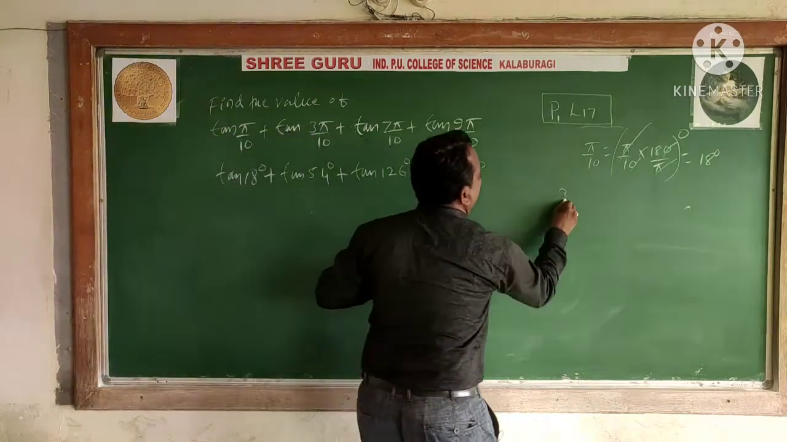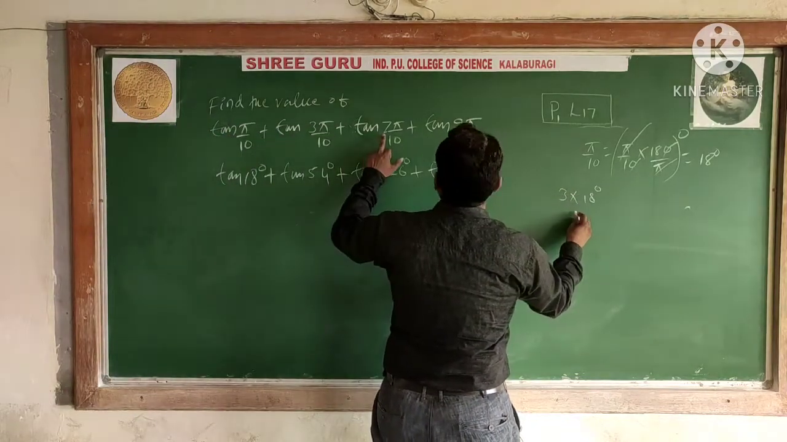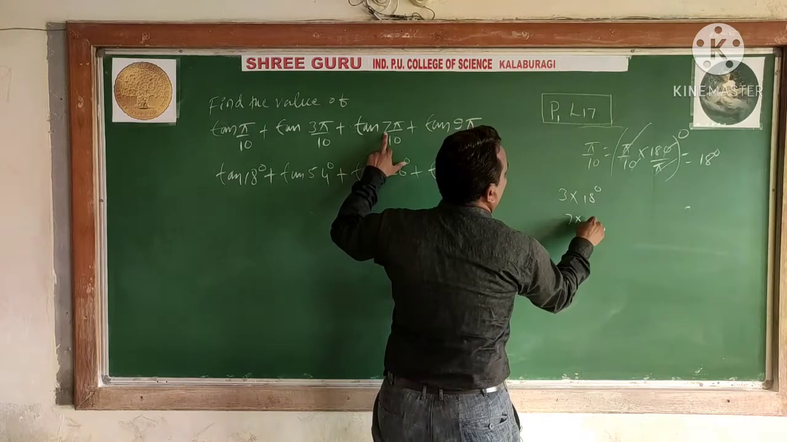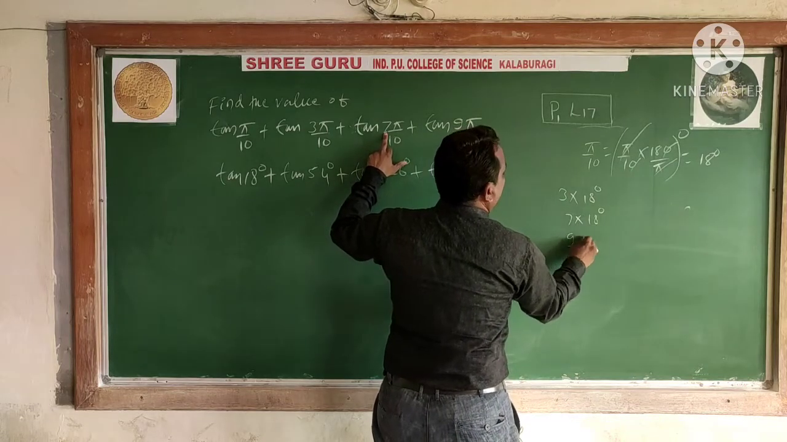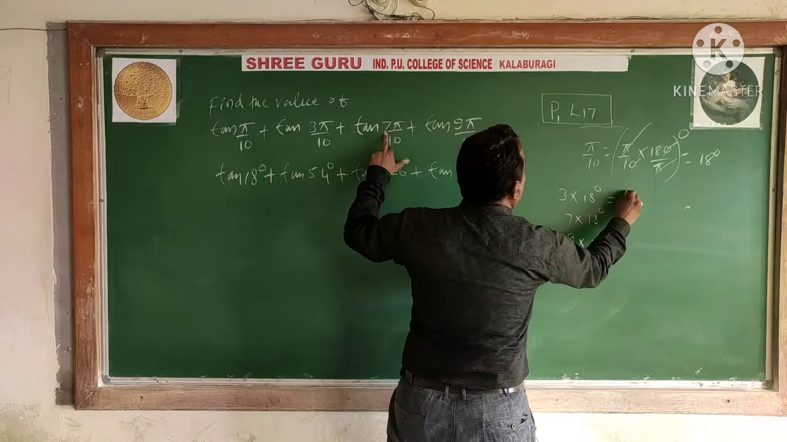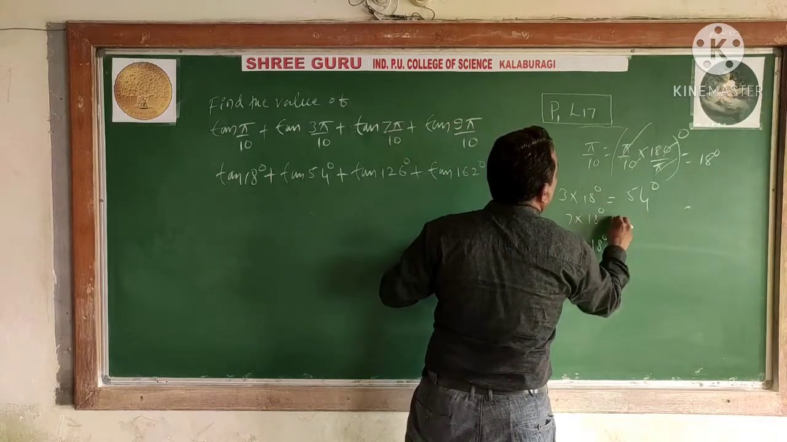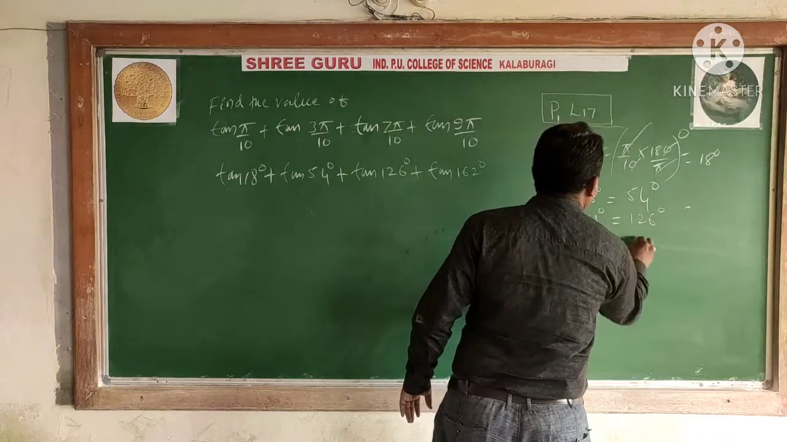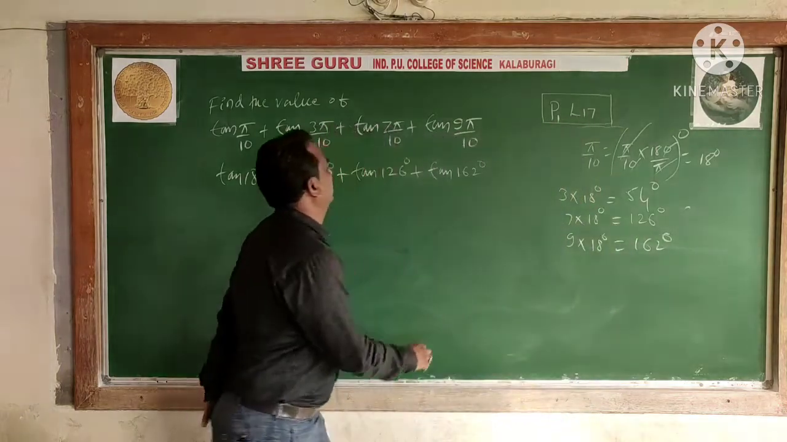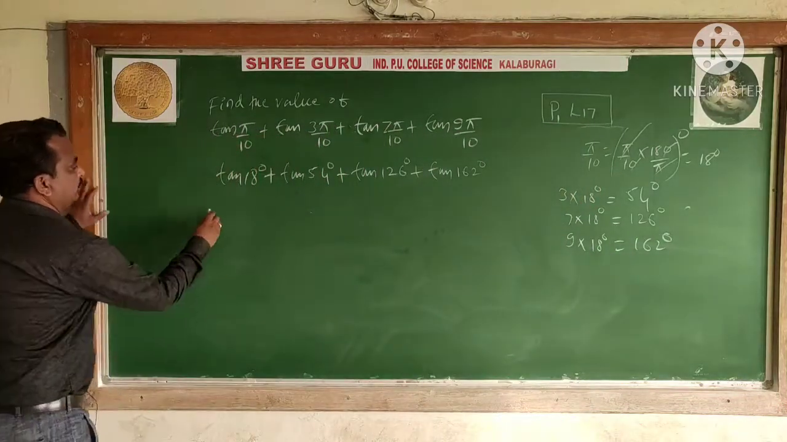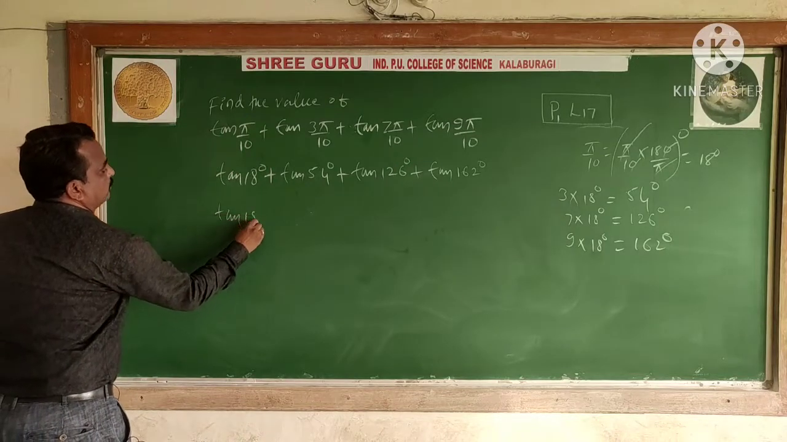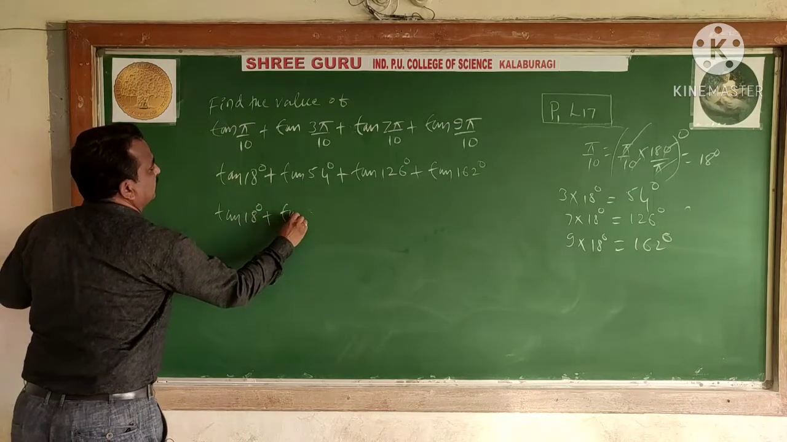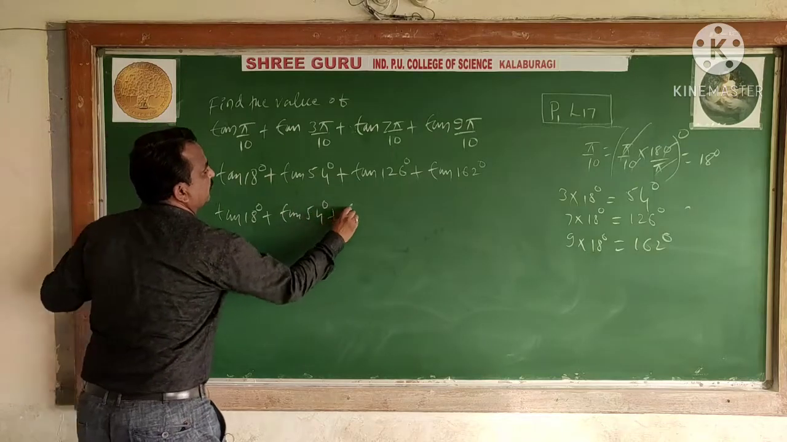Like that, converted here: 3 into 18, 7 into 18, 9 into 18. It is 54, this is 126, and this is 162. You may write it; it is possible to convert it. Tan 18, the first 2 terms you may keep as they are. The other 2 terms are converted in terms of these.